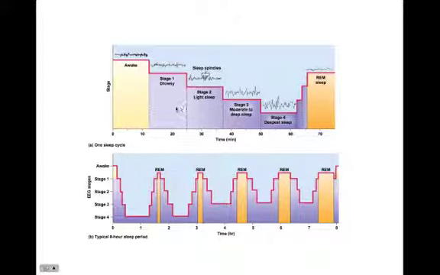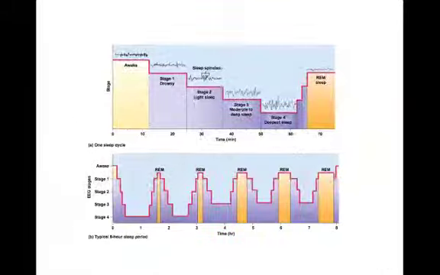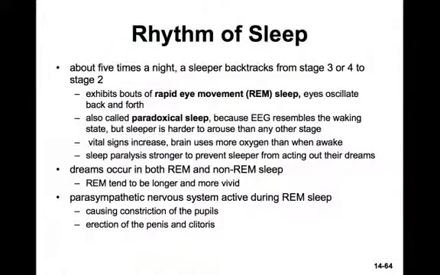Again, here's a graphical representation of the 4 different stages of sleep. Now, we may go through this cycle about 5 times a night. This is when a sleeper backtracks from stage 3 or 4 to stage 2. When we get back to stage 2, we exhibit bouts of rapid eye movement, or REM sleep, where the eyes oscillate back and forth behind the eyelids.